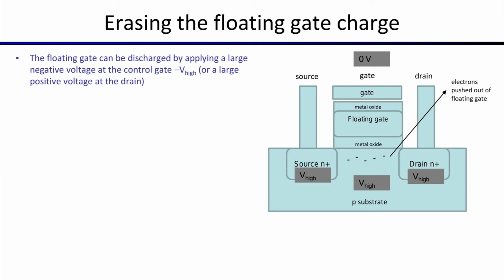So a floating gate transistor without charge represents a bit value of 1. A floating gate transistor that is charged represents a 0.